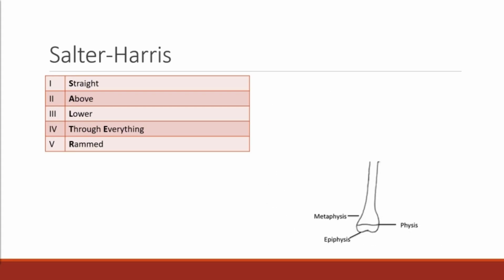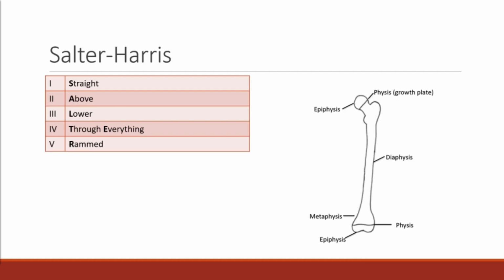Now, this mnemonic, the straight, above, lower, through everything, and rammed, is fantastic if your bone is in this orientation, with the epiphysis below and the metaphysis above. But remember, there are two ends to a bone. And when you have one oriented this way, with your epiphysis above, that makes this mnemonic a little harder to use because your above fracture is now a type 3, which is through your epiphysis.